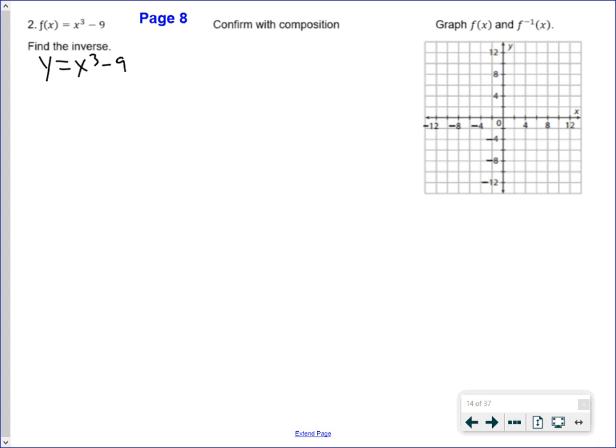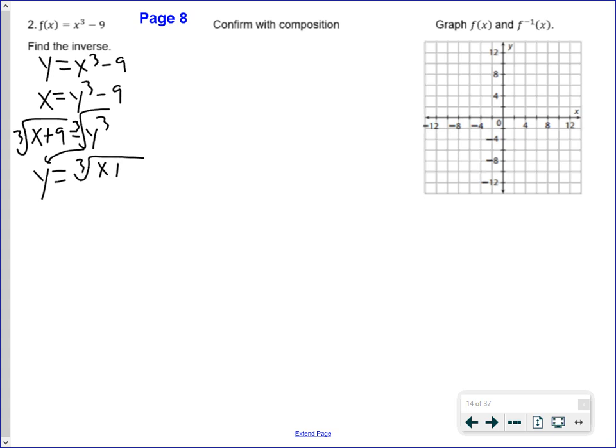You can either switch the x's and y's now and then solve for y, or do that at the end. I'm going to go with how I always do it. I'm going to switch the x's and the y's. So I get x equals y cubed minus 9. I'm going to add 9 to both sides. That gives me y cubed. I'm going to solve for y, so take the cube root of both sides. And I get that y, this goes over here now, equals the cube root of x plus 9.